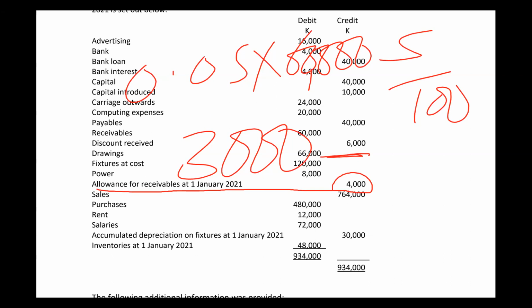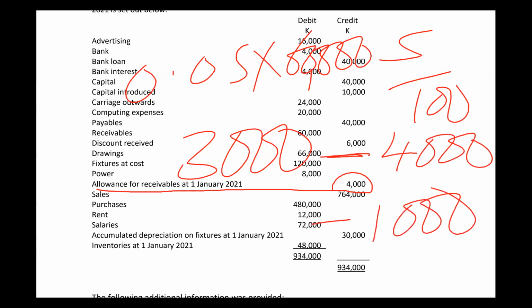If you start finding provision for bad debt, it's the same thing tomorrow. Please don't just start finding it by yourself. You will subtract the allowance for receivables that you opened with at the start of the financial year, the 4,000. So you say 3,000 minus 4,000, and you have a negative 1,000.